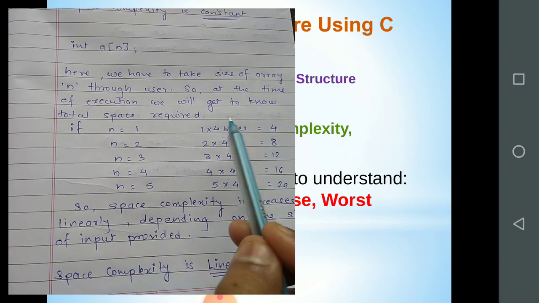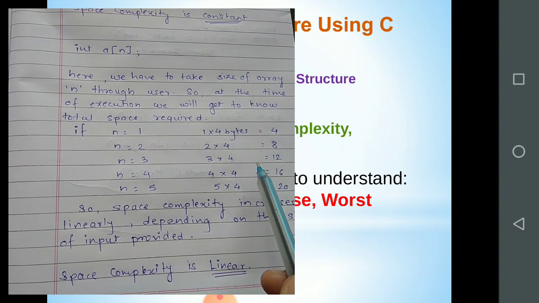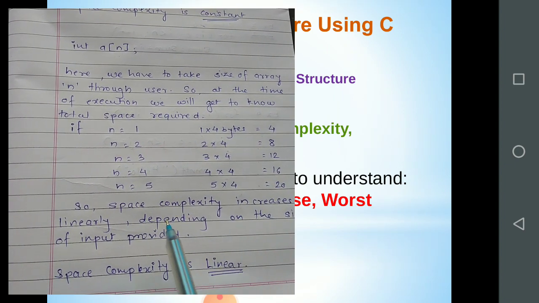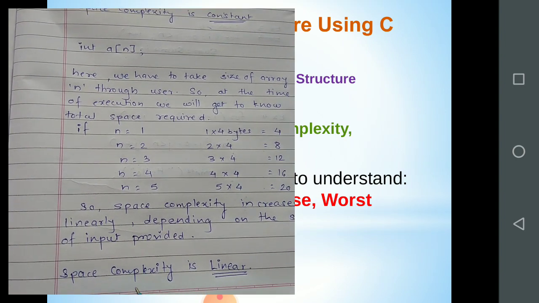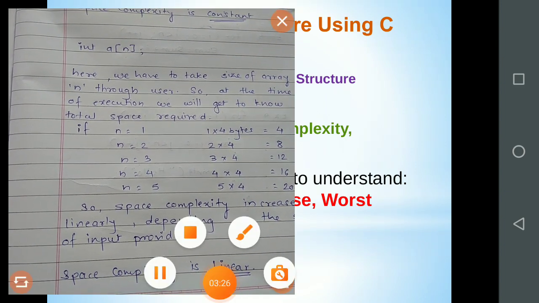Why? Because for 1 element it's 4, if 2 elements are there, it is 8, if 3 elements are there, it is 12. So it increases linearly depending on the size of the input provided by the user. So here the space complexity is linear, you can say.